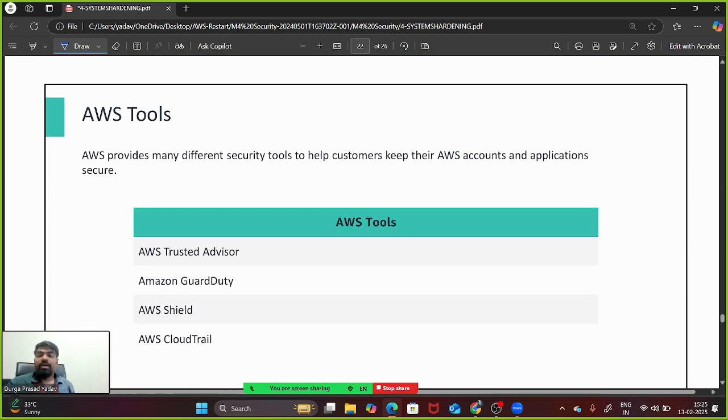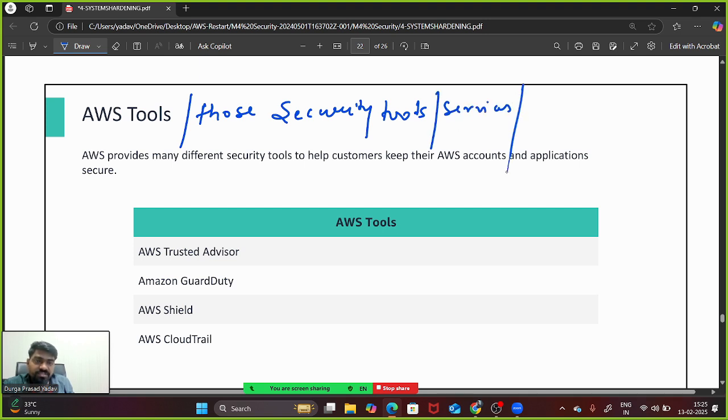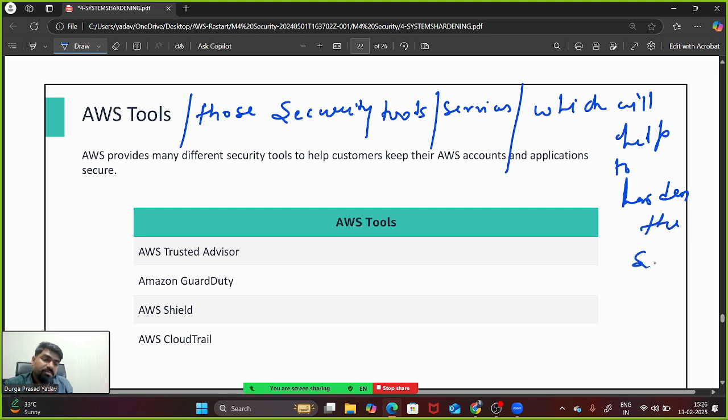Perfect. Now we are coming to the AWS tools. We are learning those security tools of AWS, tools or services which will help us to harden the system. So the first one is AWS Trusted Advisor.